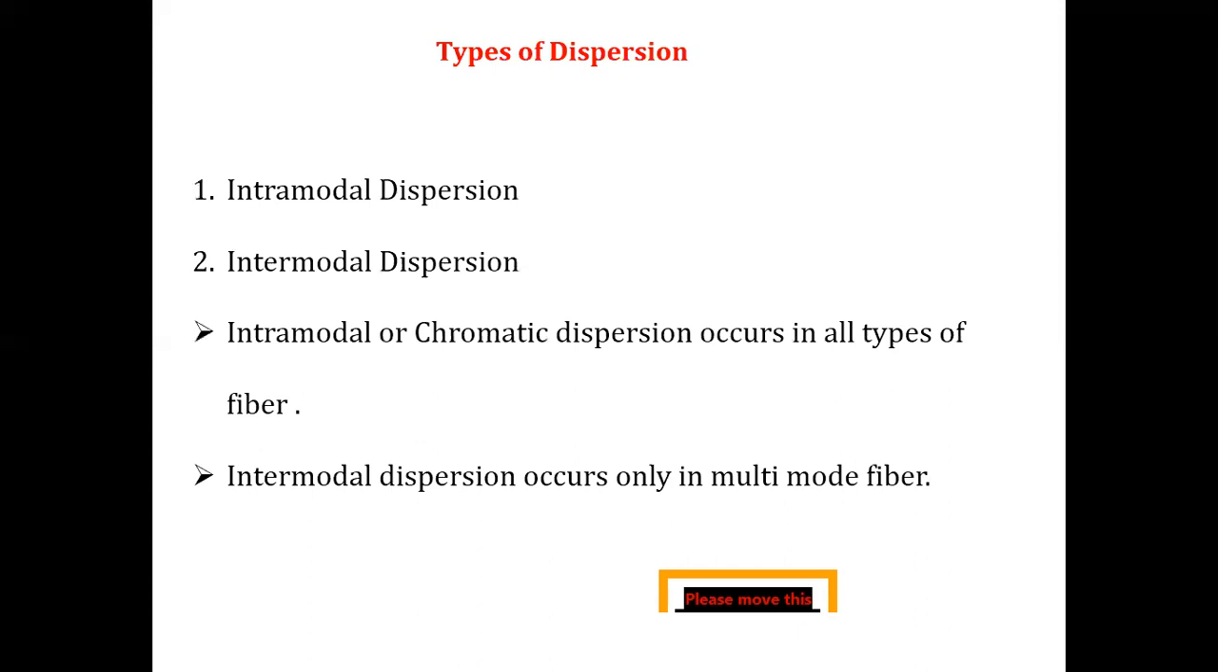There are two types of dispersion in an optical fiber: the first one is intramodal dispersion and the other is intermodal dispersion. Intramodal is also known as chromatic dispersion, which occurs in all types of fiber. That means it occurs in single mode as well as in multimode fibers. Intermodal dispersion occurs only in multimode. It does not take place in single mode because it only transmits the fundamental mode. Now we are going to study the intermodal and intramodal dispersion in detail.